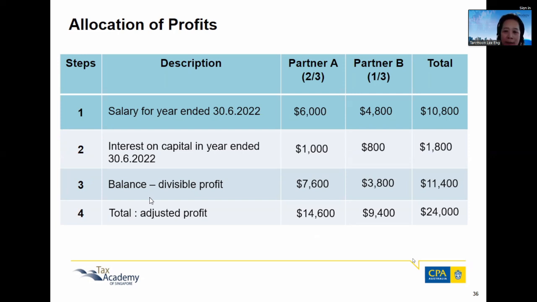If you look at it now, for partner A, his salary, his interest and his divisible profit, everything added together, is 14,600. 14,600 would be his total income derived from the partnership. And for partner B, his total income derived from the partnership is 9,400.